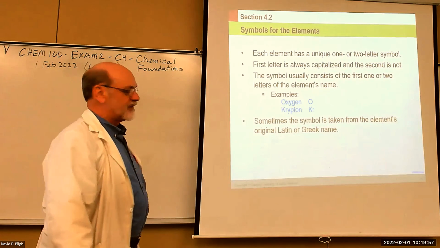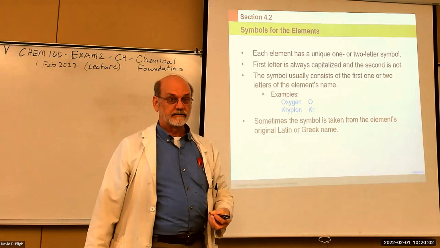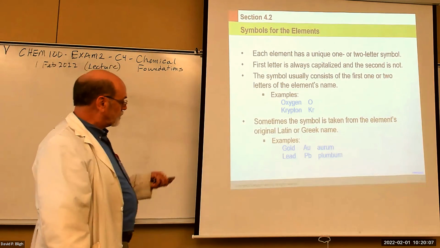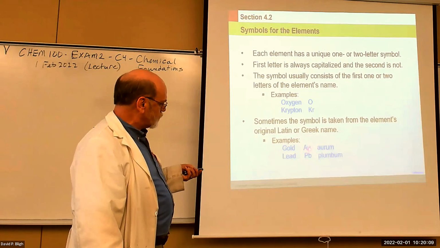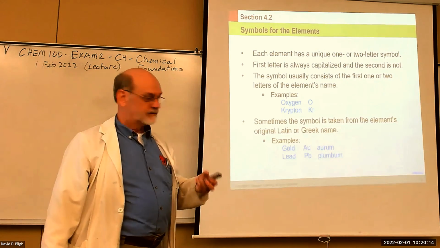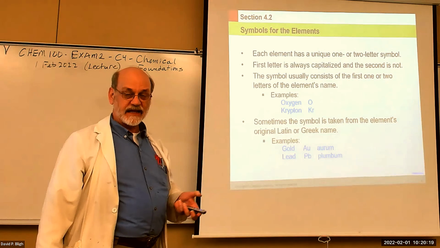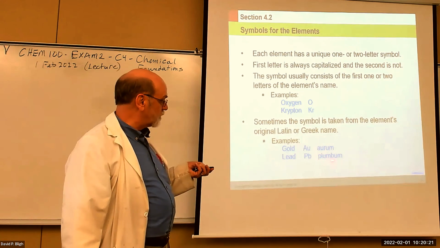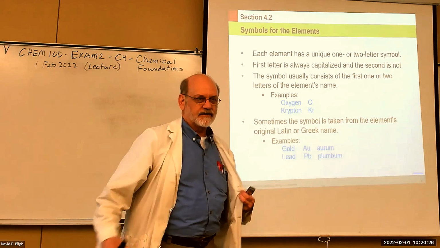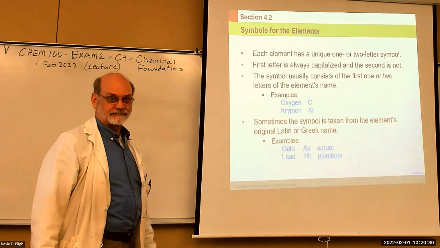Right? And there are a lot of words that we use in the sciences that are derived from the Greek, not the Latin. Oh, here's a good one, gold. Gold is Au because aurum is Latin for gold. Lead is Pb. It's not Le, it's Pb, because it's derived from the Latin plumbum, which I think is kind of funny because in Latin, plumbum means heavy. And lead's heavy.